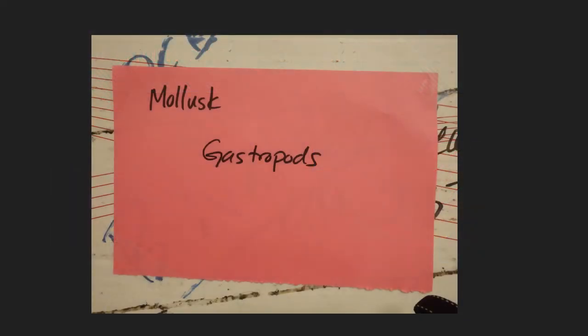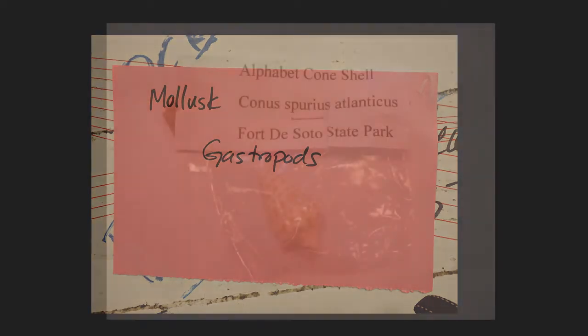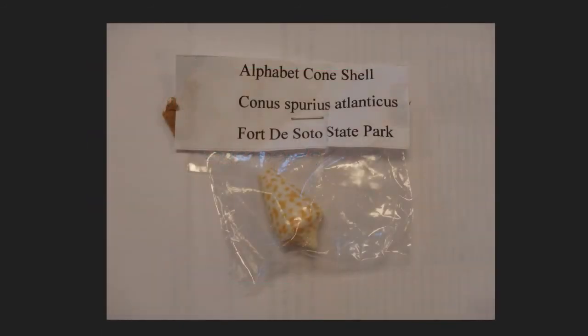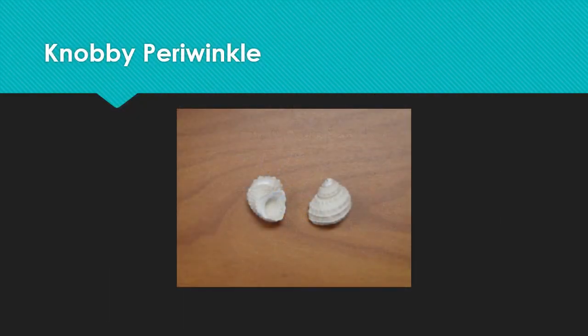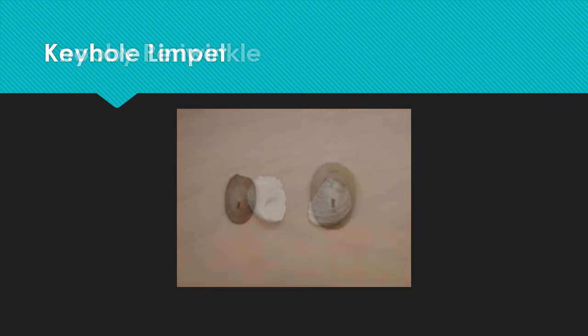Gastropod means stomach foot, and we refer to them also as univalves, like snails, one shell, or nudibranchs, slugs, no shell. Alphabet cone snails are beautiful, and they're washed up the shore after storms. The knobby periwinkle. The keyhole limpet, these little snails live on seawalls and on hard surfaces, and during low tide they glue themselves down, and then during high tide, they crawl around on the hard structure.